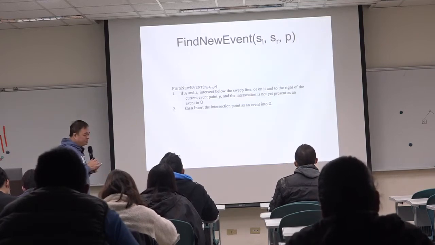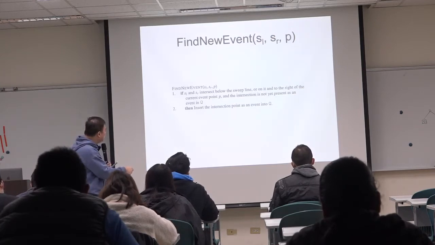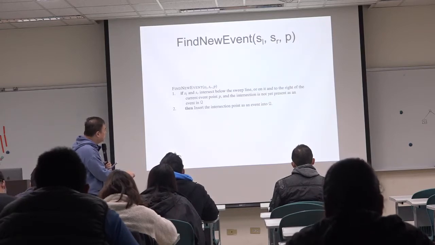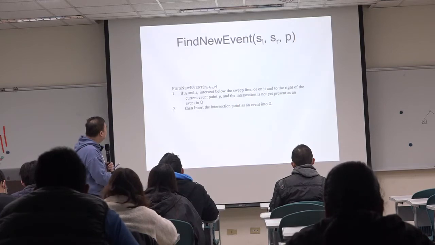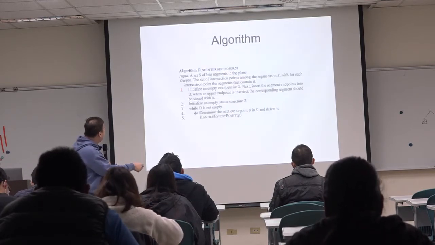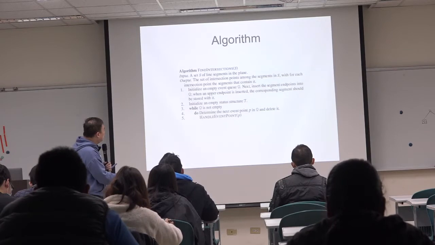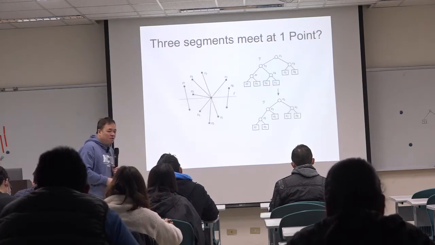So when we find it, if we find the intersection, we'll insert the intersection point into the event queue, and let the main algorithm handle it, because it's going to find the next event point from the queue anyway and deal with that. Now it's probably a good time to talk about the degenerate cases.